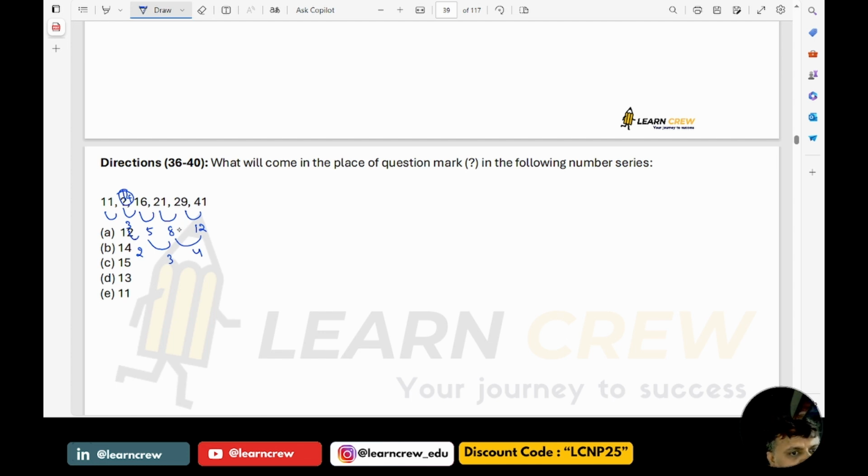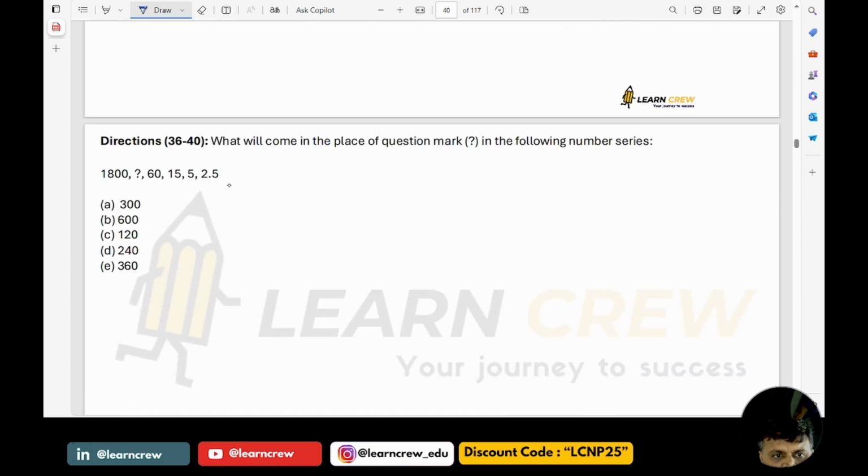Am I correct? Here the difference is 4, here 3, so here it should be 2. 2 means here it has to be 3, so it has to be 13. It is not 14, it is 13, because 13 plus 3 is 16. Next.